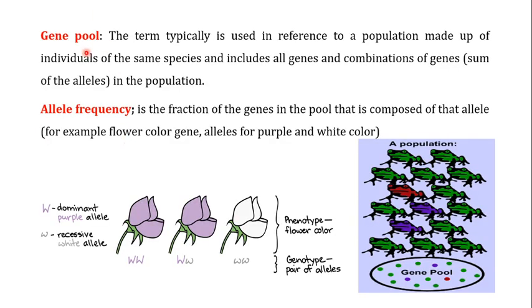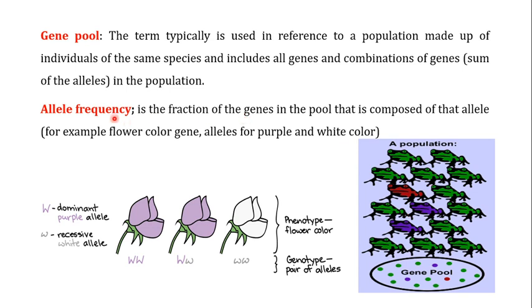Another important term is the gene pool. This term is typically used in reference to a population made up of individuals of the same species and includes all genes and combinations of genes. So when you are focusing on all genes and combinations of genes, that is the sum of all the alleles in a population, we use the term gene pool. For example, if this is a population, all of its genes and their combinations make up the gene pool for this particular population.